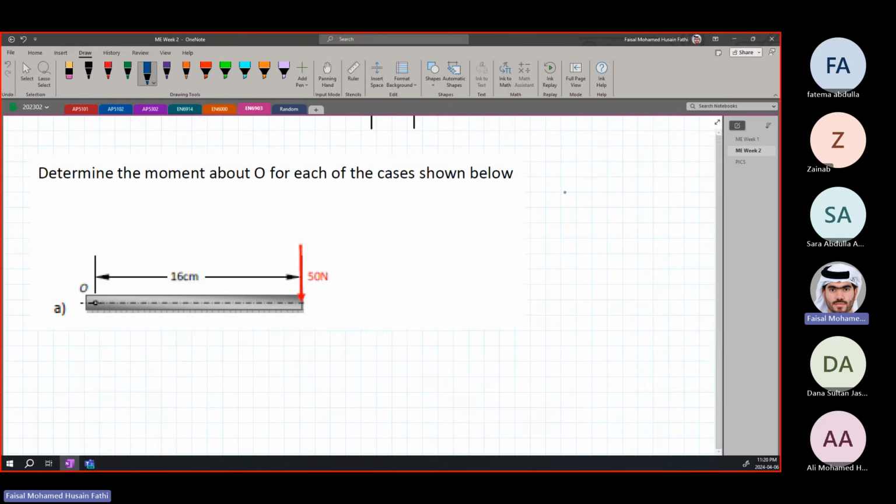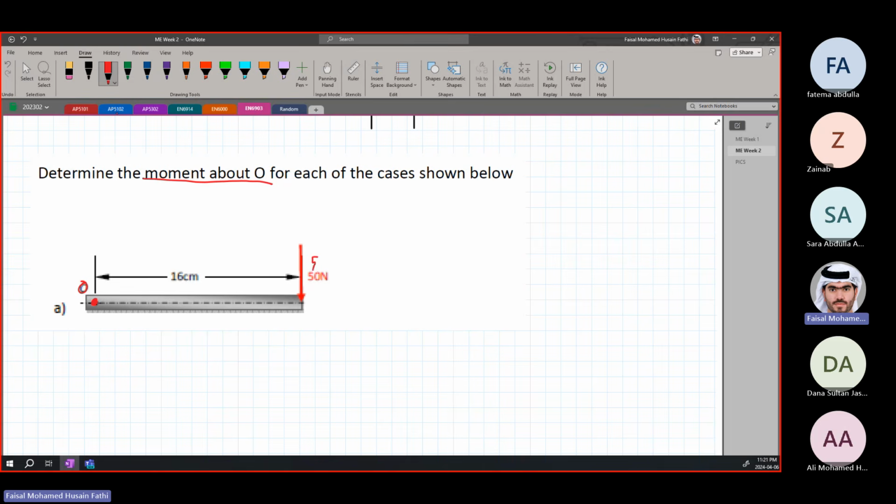The question says simply determine the moment about O. So it's very important to understand about which point you want to find the moment. The point could be here, it could be here, it could be close here, but it depends on the question, and usually it's looking at where the support is. In this case they're asking for the point O. They're not looking at these other points, we're looking at the point O. This is the point O.